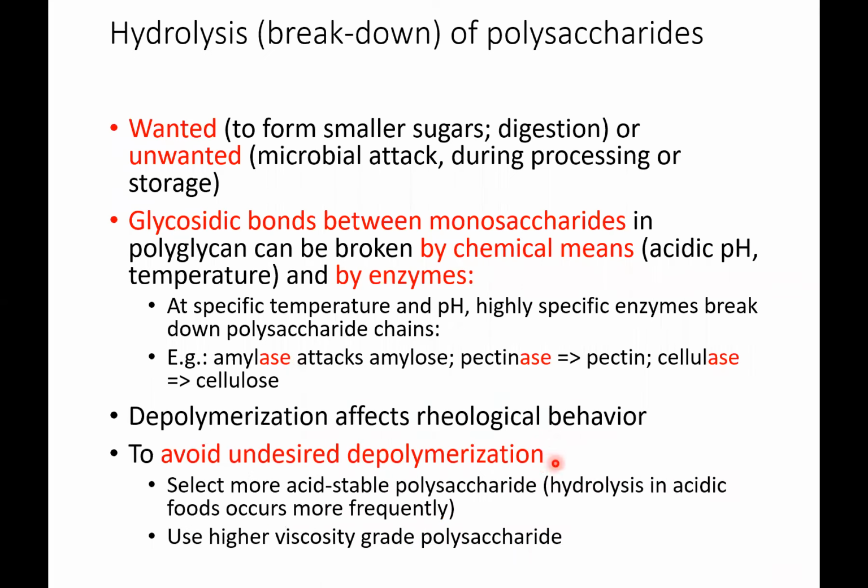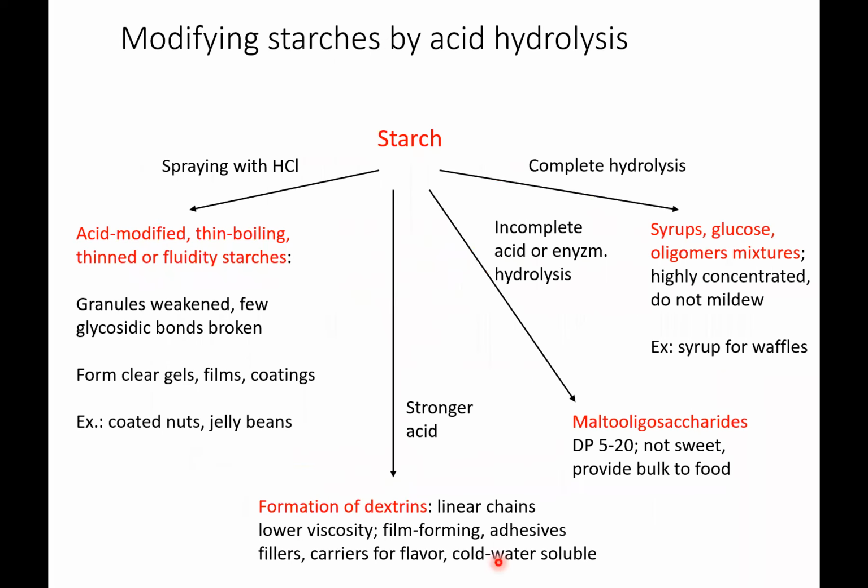To avoid it, you can either select more acid-stable polysaccharides. That makes sense if you have acidic foods like fruit-containing foods. You might pick a different polysaccharide altogether. Or you can use higher viscosity grade polysaccharides. That's also a possibility. So how do we do it?